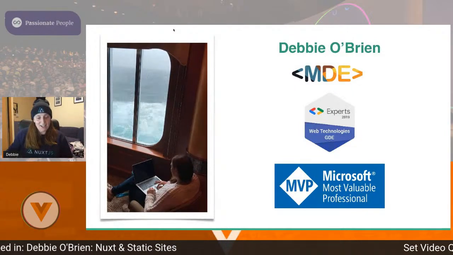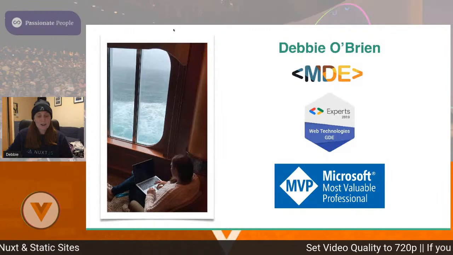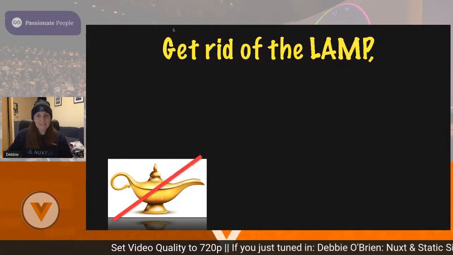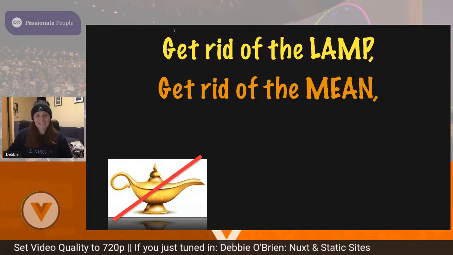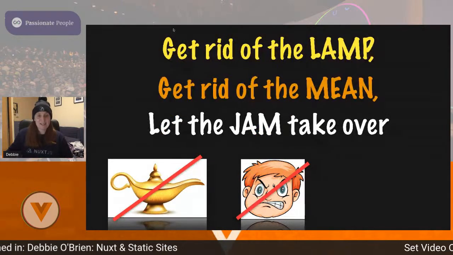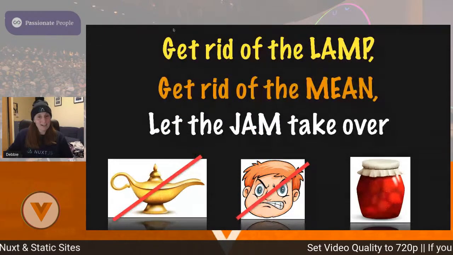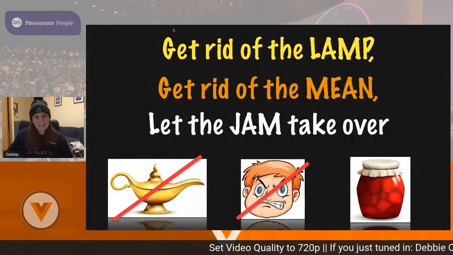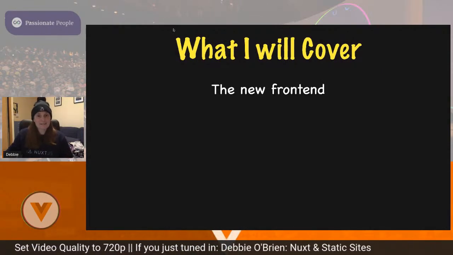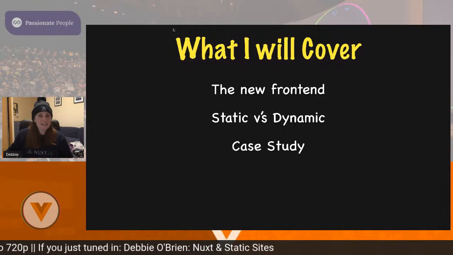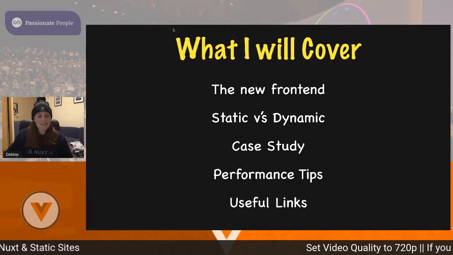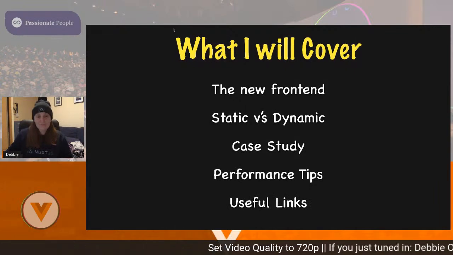Okay, so today what we're going to do is get rid of the lamp. No more Aladdin. We're going to get rid of the mean. No more mean people. And we're going to let the jam take over. Hope you like jam. So what I'm going to cover: basically the new front end, static versus dynamic. I'm going to show you a case study, some performance tips, and some useful links at the end.